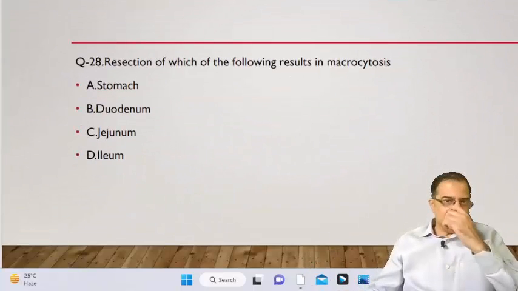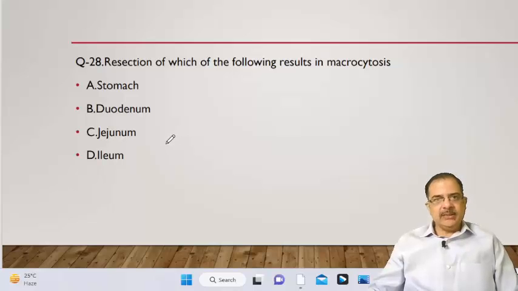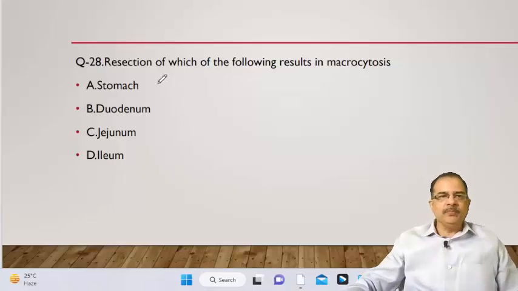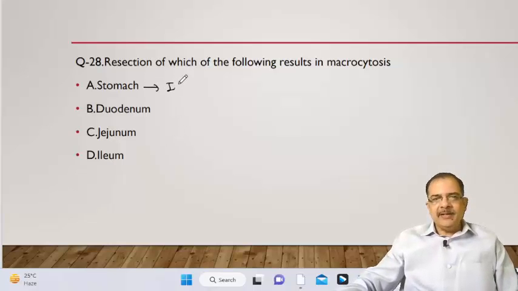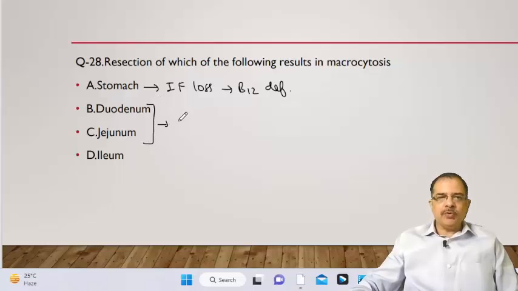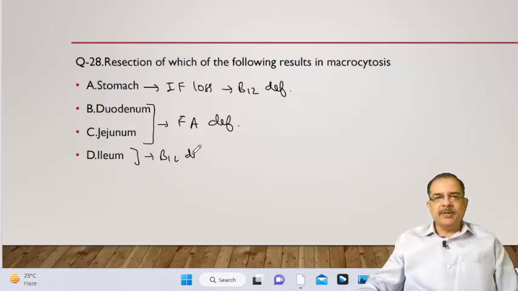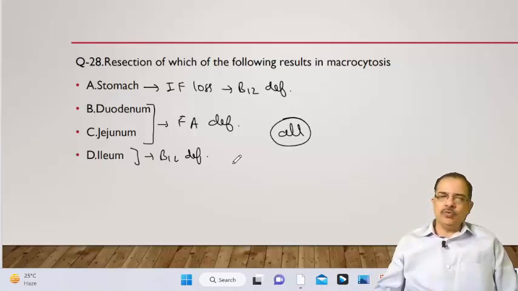Resection of which of the following results in macrocytosis? This is a very important, we can say tricky question. In the stomach, intrinsic factor loss will be there, so this leads to B12 deficiency. Folic acid is absorbed from the proximal intestine, so folic acid deficiency can be there. Ileum resection can cause B12 deficiency. So the answer is that all of the following can result in macrocytosis, so it could be a multiple correct options question.